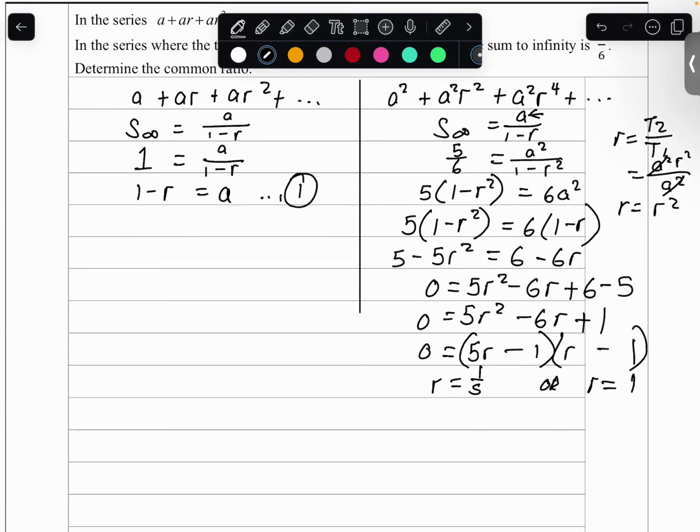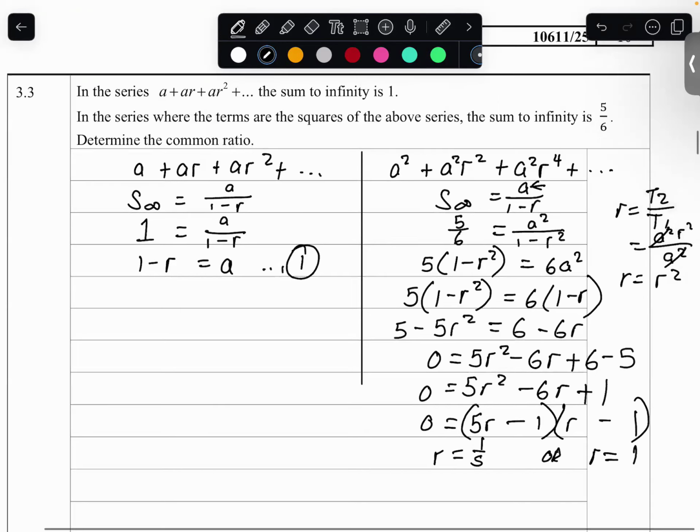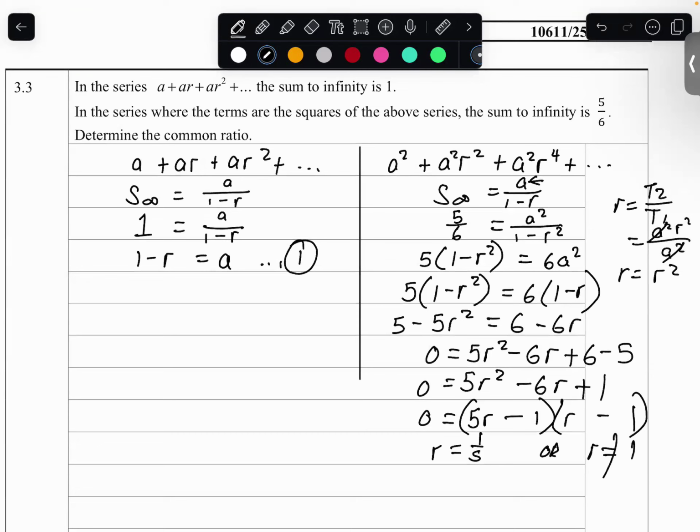positive 1. But remember, if they're talking about sum to infinity, r can't be equal to this because sum to infinity has to occur for a converging geometric sequence, which means r must lie between -1 and 1, not equal to. r must lie between -1 and 1. There's no equal to on these inequalities for a converging geometric sequence, so it's no solution for this r, right?